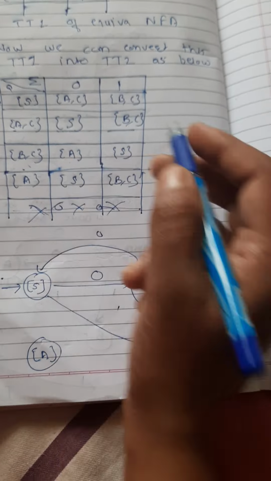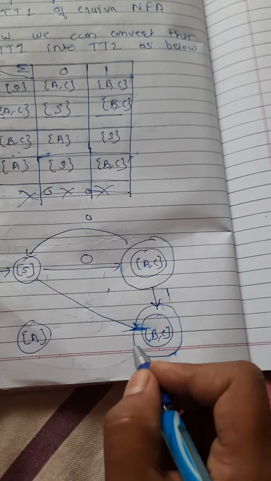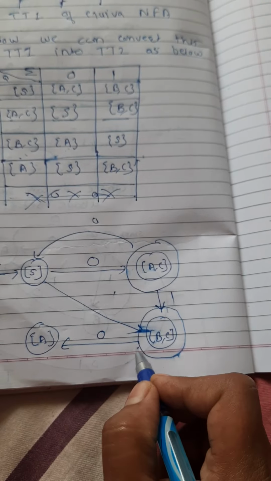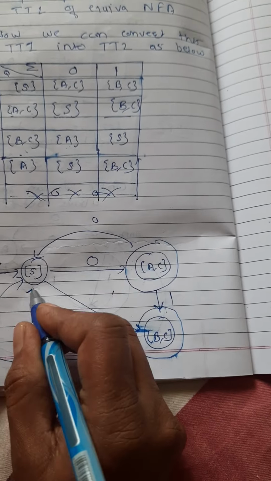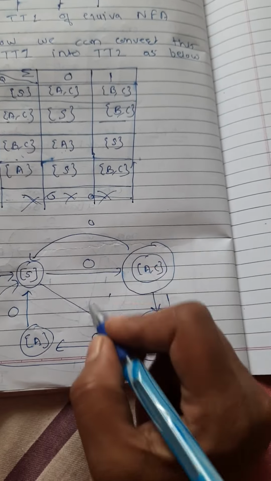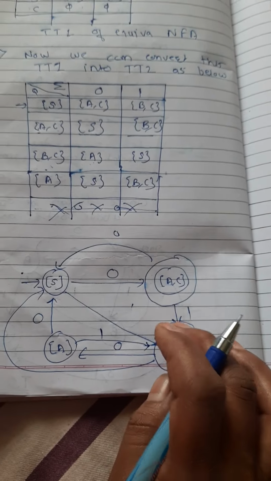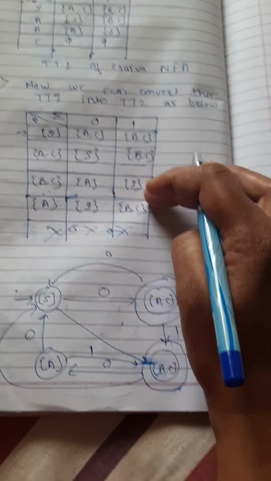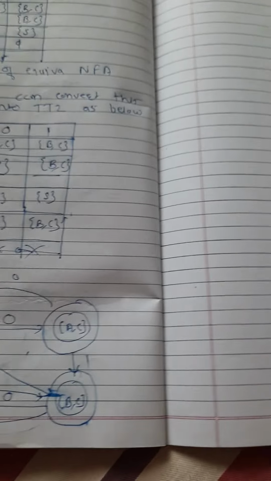on 0, then AC to BC on 1, then BC to A on 0, then BC to S on 1, then A to S on 0, and then A to BC, that is nothing but 1. So this is the transition diagram obtained from transition table 2, and this transition table is constructed from transition table 1. Okay, so this is the final equivalent DFA. Write down the final answer.